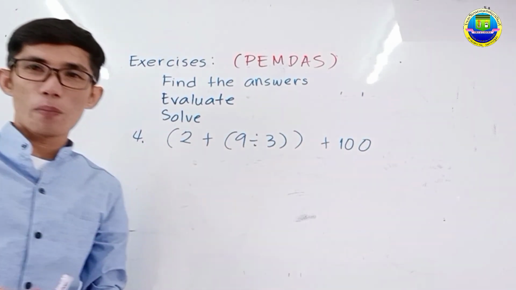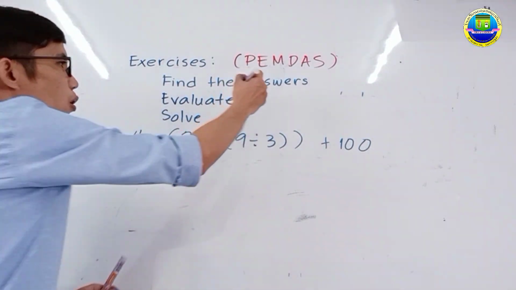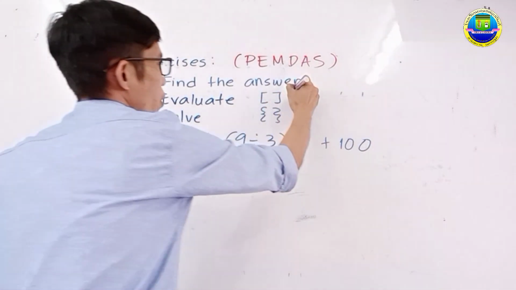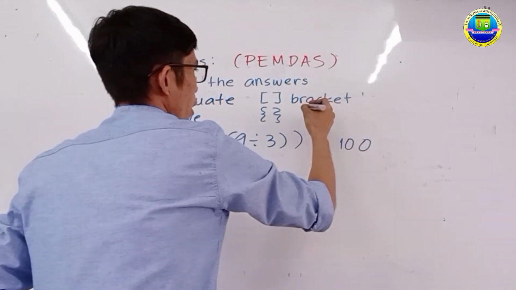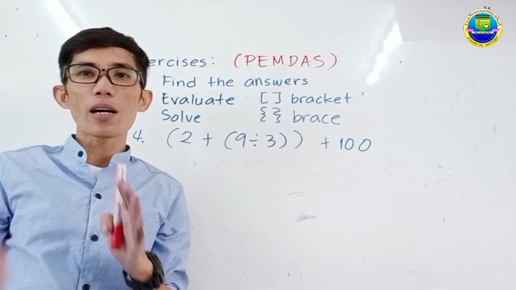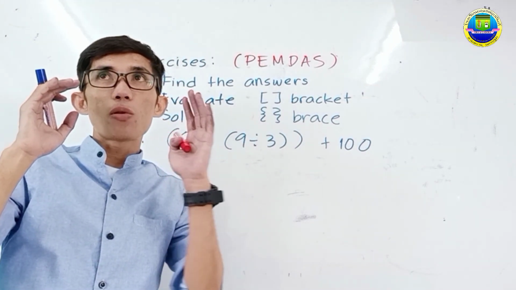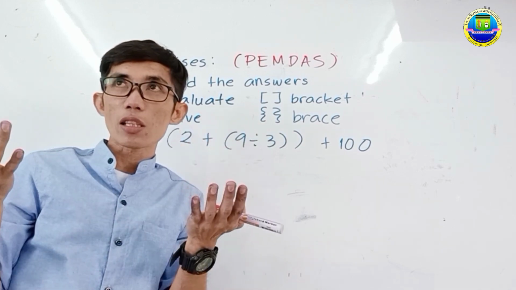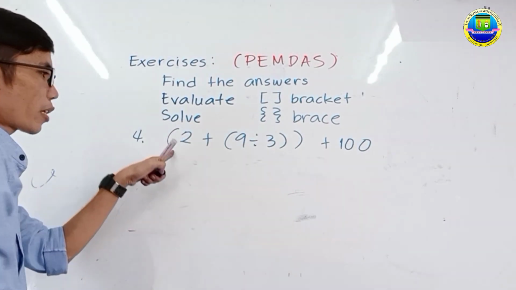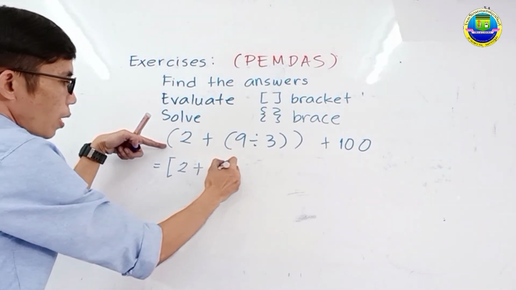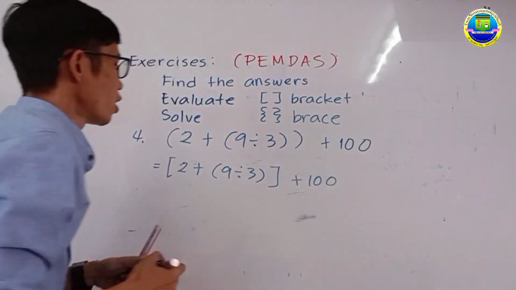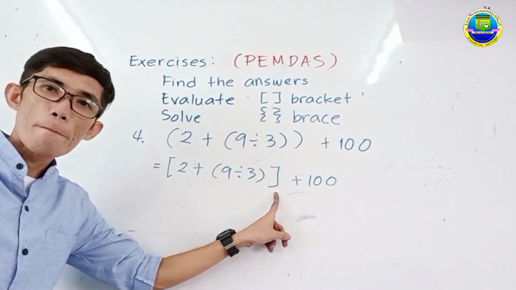So in some other books, aside from parentheses, they use also bracket and or braces. Okay, so this one is bracket. But the function of that is same as the parentheses. They were using bracket or braces for us not to visually confuse. Okay? So like in this example, we can also use, instead of parentheses, the bracket here. So 2 plus 9 divided by 3. Instead of a parenthesis, we use bracket.